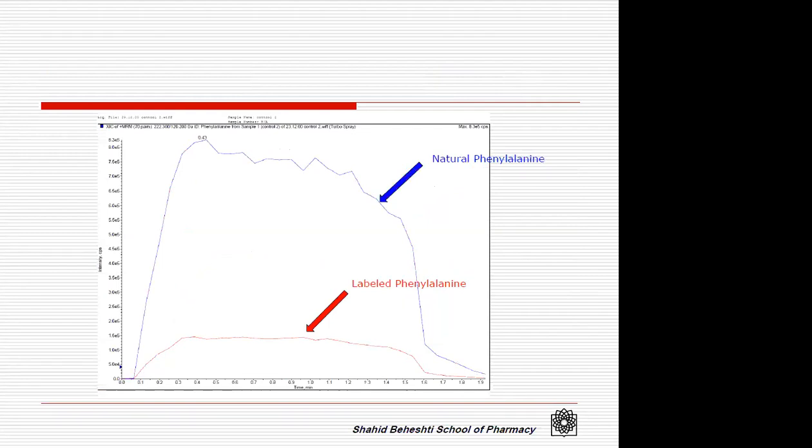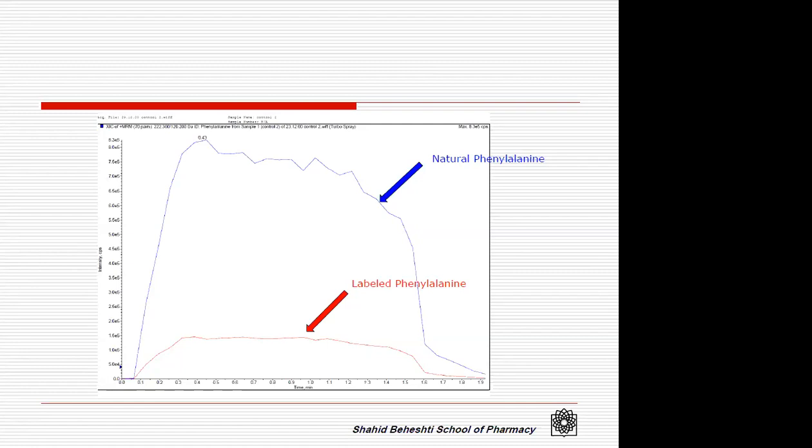Yeah, over here, I have a PKU case. And as you see, the red graph is labeled phenylalanine, and the blue graph is for natural phenylalanine. This is a case in which the concentration of phenylalanine in blood is way higher than the labeled phenylalanine. As I said before, labeled phenylalanine is added to the sample at a very accurate and certain concentration, which is the pathological concentration.